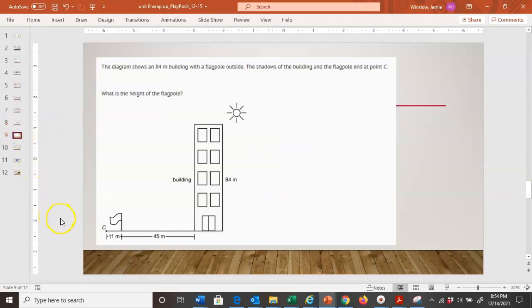So here's another one. The diagram shows an 84-meter building. And then there is a flagpole outside. The shadows of the building and the flagpole both end at point C. So that means this. What is the height of the flagpole?